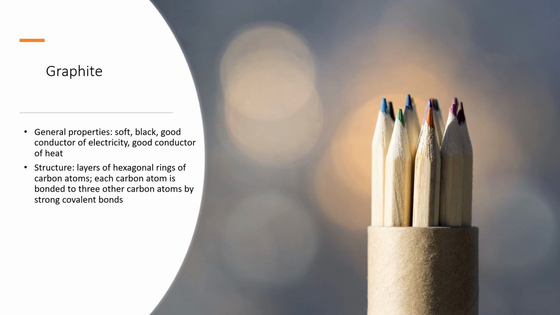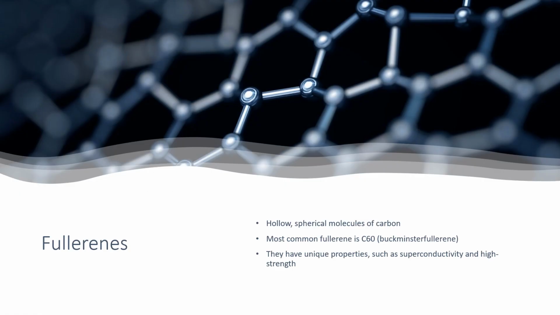Now let's go to the next slide. So here let's see about fullerenes. Fullerenes are hollow, spherical molecules of carbon. The most common fullerene is C60, which is also known as Buckminster fullerene. Fullerenes have unique properties such as superconductivity and high strength.